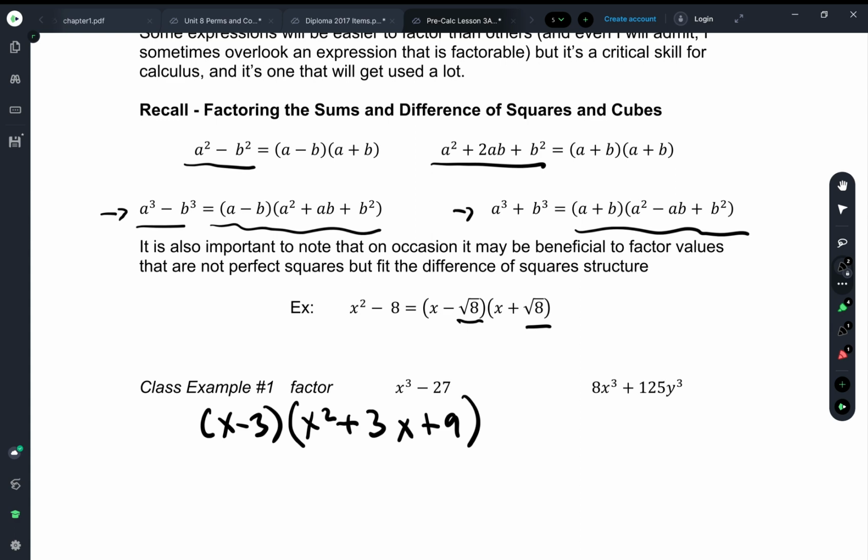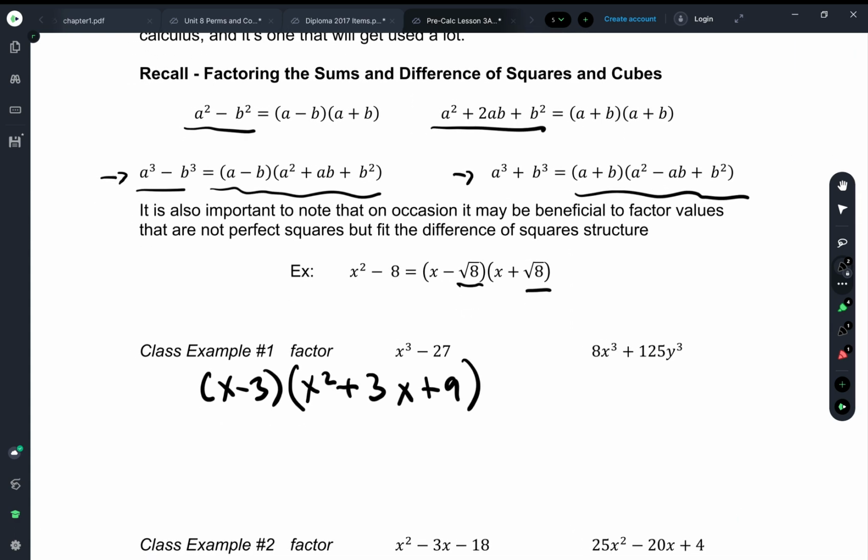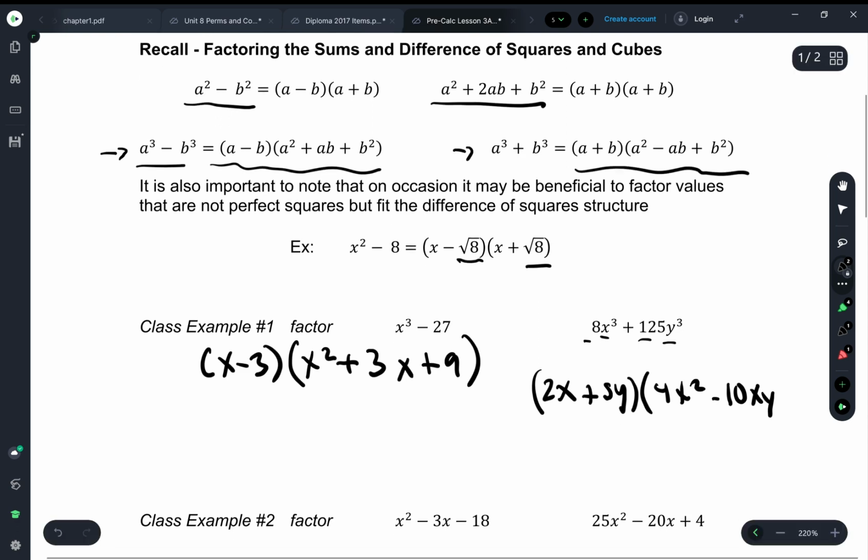Okay. All right, let's look at this one. Why don't you go ahead and try 8x cubed plus 125y cubed. So first thing is, when you do this, they need to be perfect cubes. 8 is, x is, 125 is, and y is, in this case. All right, so we're using the plus one, so the one to the right. So that means we're going to go 2x plus 5y. Okay, 4x squared. Why is it 4x squared? Because I'm squaring a 2 and an x. Minus 10xy plus 25y squared.